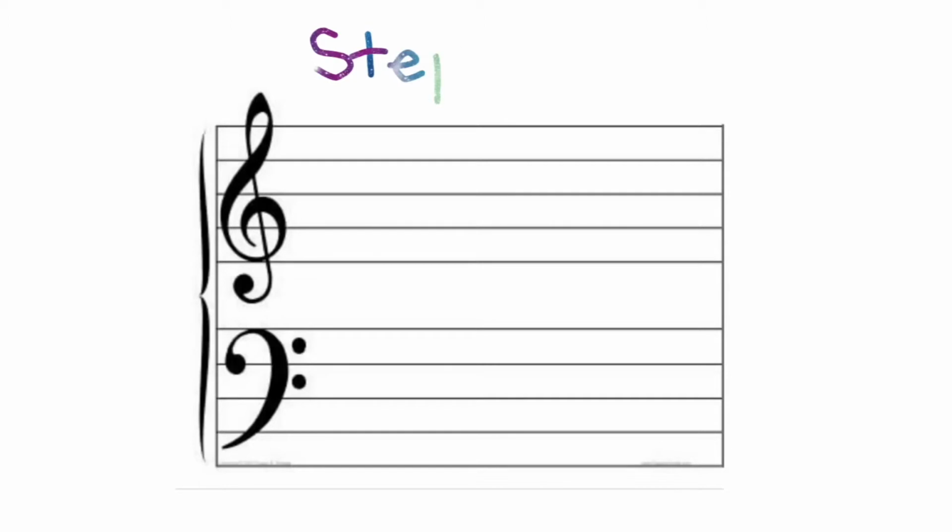Let's start by looking at steps. Steps always move from a line to a space or a space to a line. So they're moving from one kind of note to a different kind of note. Steps also look super close together on the staff. Here is a step. You can see that this step is moving from a line to a space. This step is also traveling up.